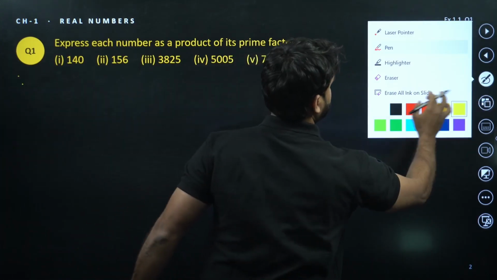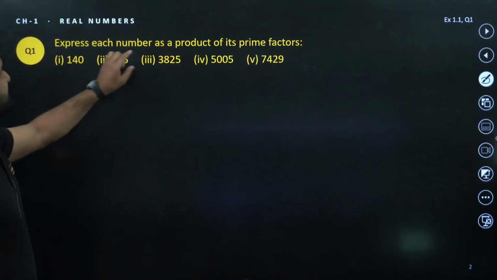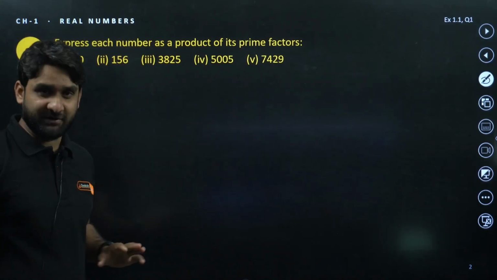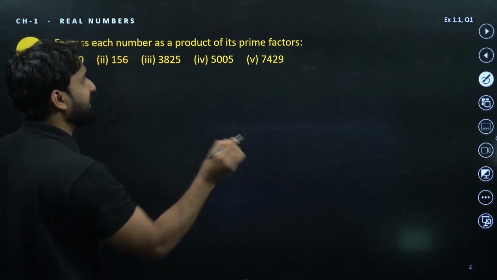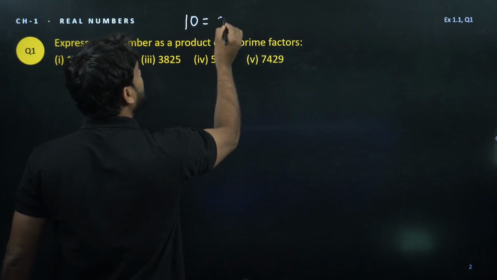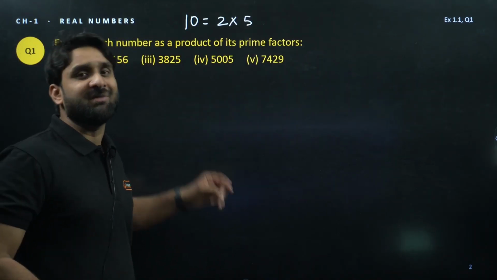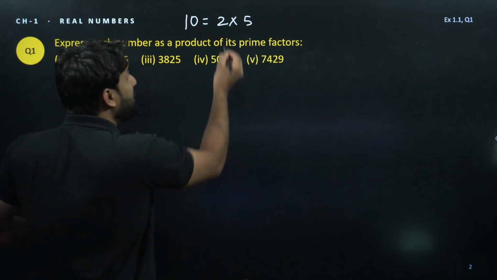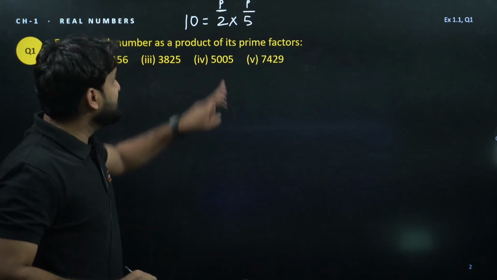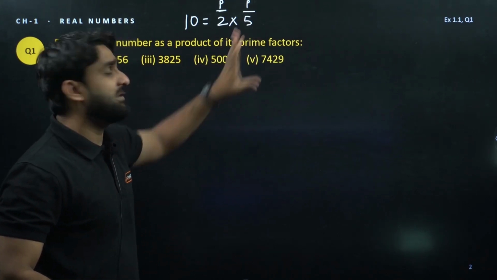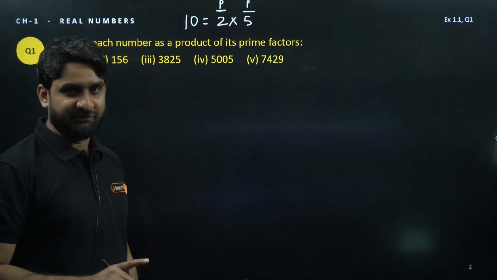Okay. Very good. So question number 1 here is: express each number as a product of its prime factors. Do you know what it means to express each number as a product of its prime factors? For example, if I ask you 10, then 10 can be written as 2 into 5, because 10 can be divided by 2 and by 5. Right, champions? And 2 is itself a prime number, 5 is itself a prime number. So this is called a product of prime factors. So 10 is expressed here in terms of the product of its prime factors.